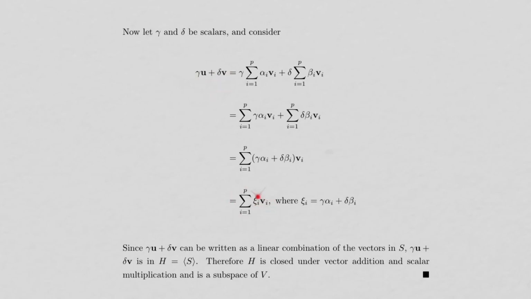And here is gamma u plus delta v down here, equal to, well, this is just a linear combination of the vectors in S, and so this vector is in the span. Since our linear combination can be written as a linear combination of the vectors, therefore H is closed under vector addition and scalar multiplication, and it's a subspace. So that was a little bit of work to do that proof, but the good news is we can use this result now and avoid doing this kind of work in the future.